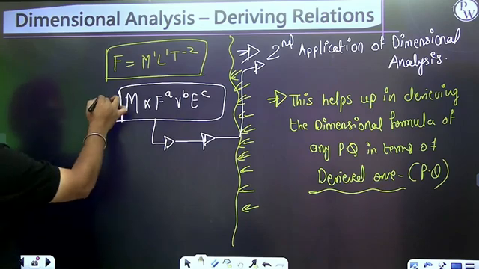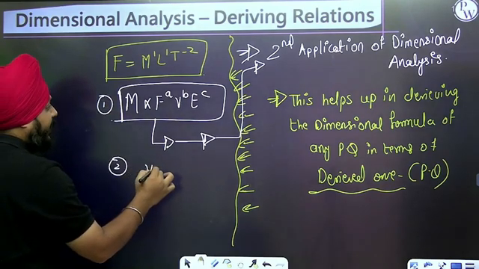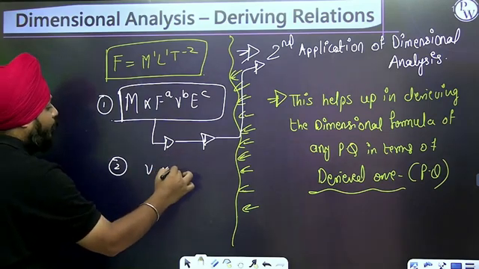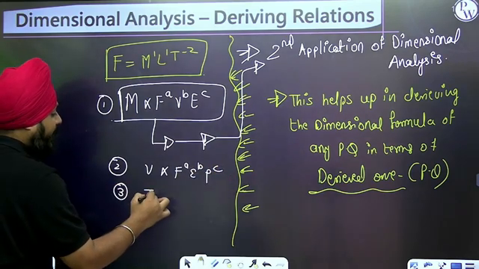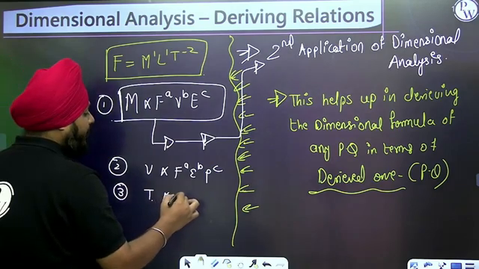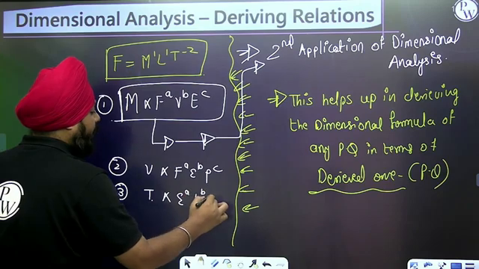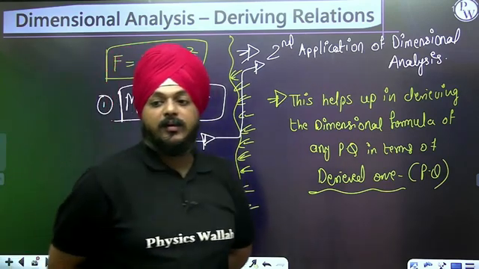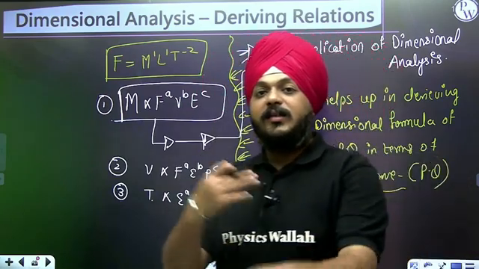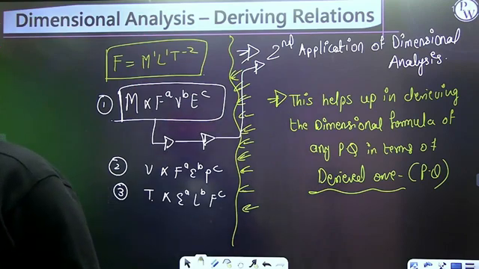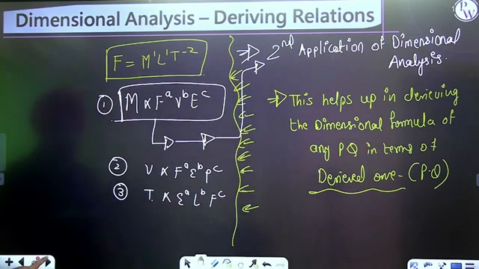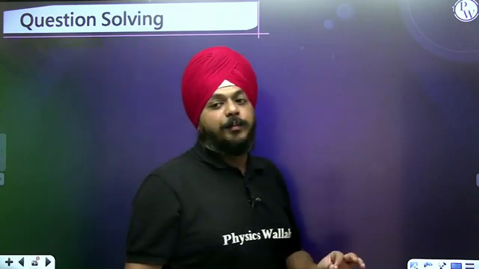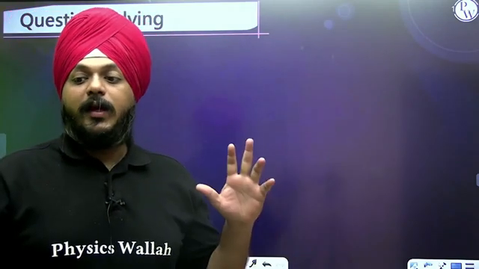Suppose I want to represent velocity in terms of force, energy and momentum. Or suppose I want to represent time as directly related to energy, angular momentum and force. How are we going to define that? This is a new thing, no? And this kind of question also comes up in examinations all the time. So this is the second application of the dimensional analysis, and it has a simple question solving approach.